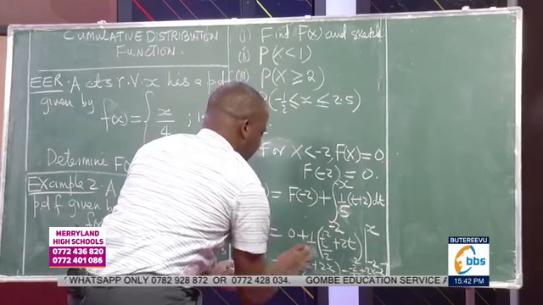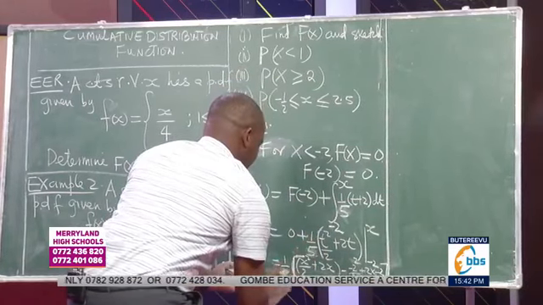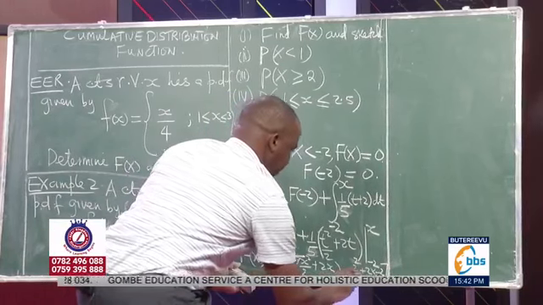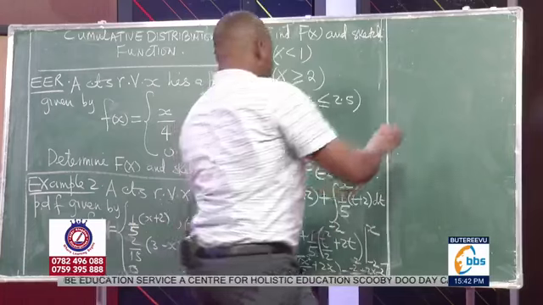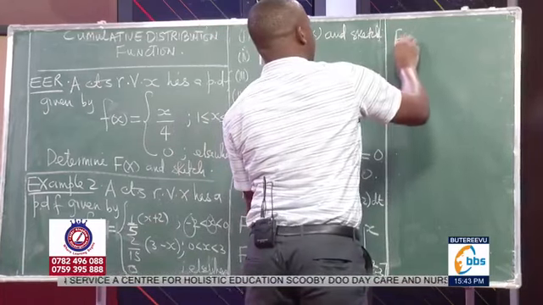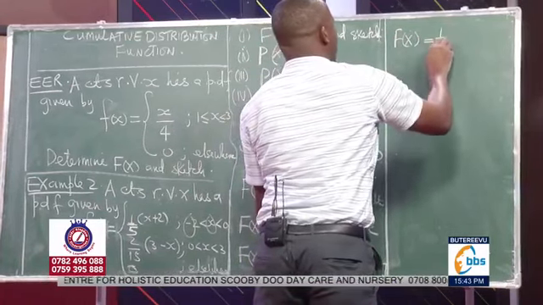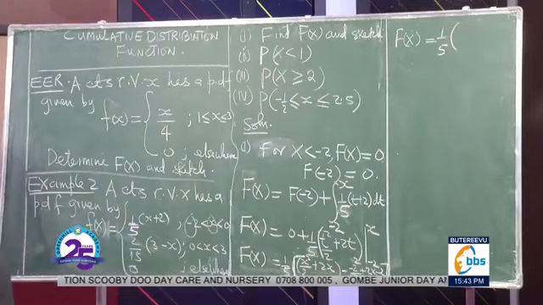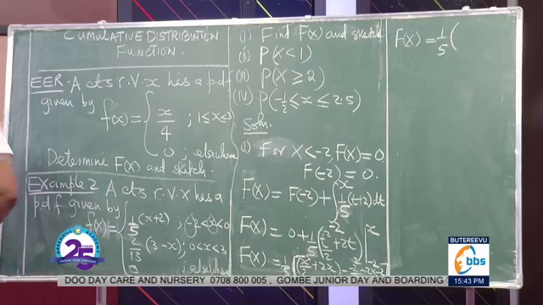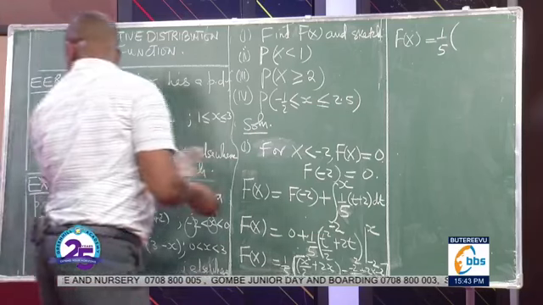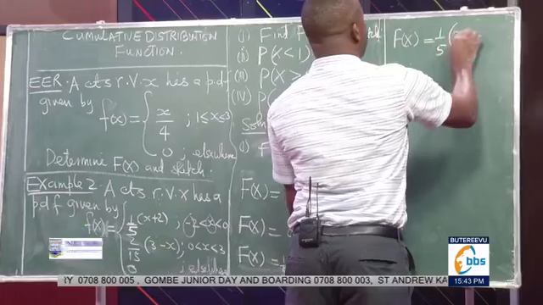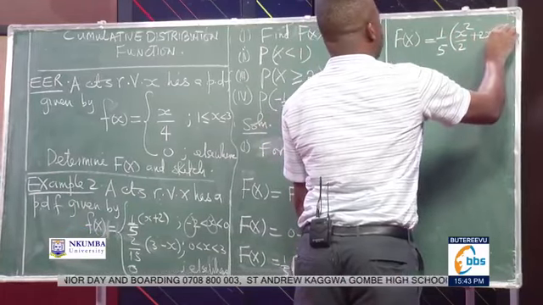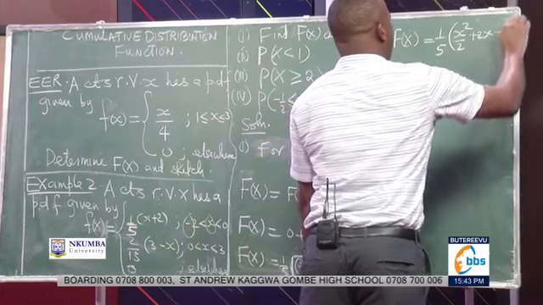1 out of 5, and 1 out of 5. Yeah, this stays. So my f of x for the first part will simplify to 1 out of 5. When you simplify everything in the bracket there, you should be able to get x squared out of 2 plus 2x minus 4.